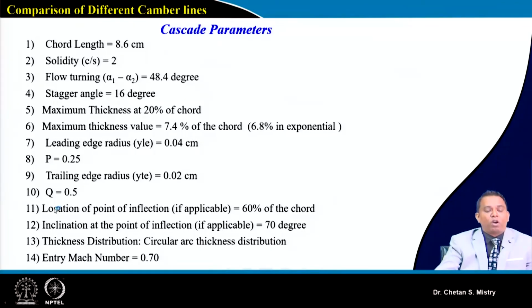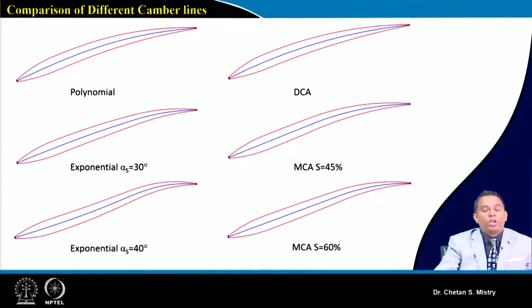So with all this input data, let's try to generate the aerofoils, with what we have learned. Here in this case, if we put all those input parameters, this is what represents different kinds of camber lines with thickness distribution. So this represents my polynomial camber line. This represents the exponential camber line.